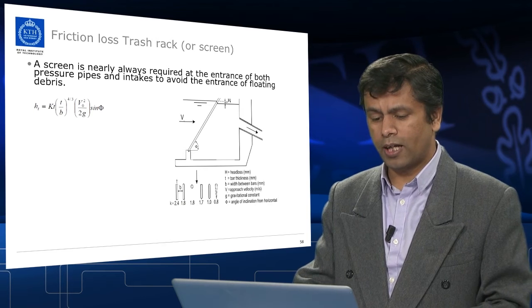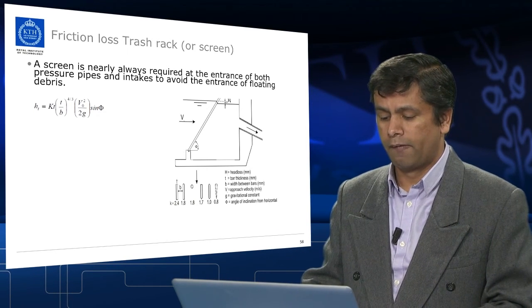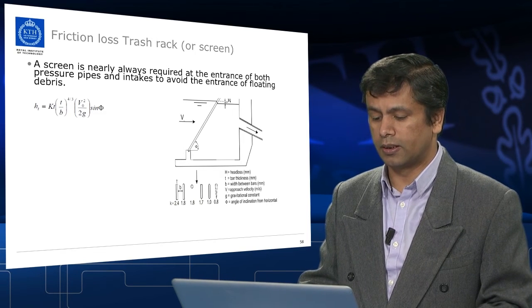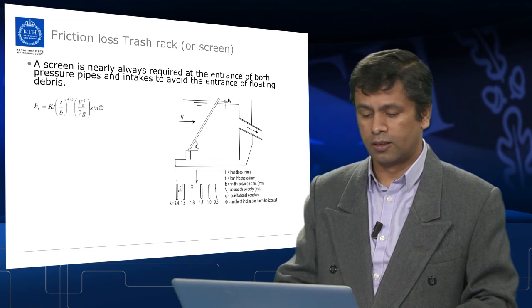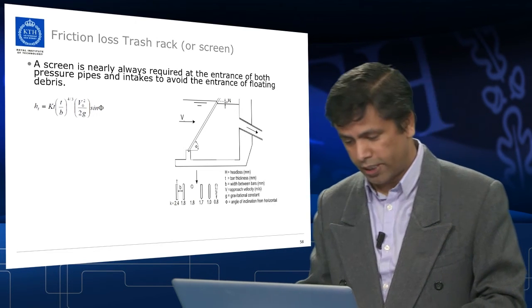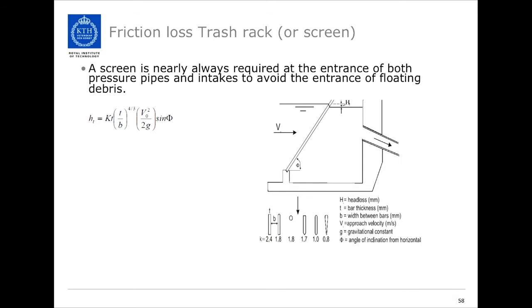So, if you look at this, the factor K, you can get depending upon the width, and the K factors could be various factors that you can choose from the graph again, and then use here to calculate the head loss due to the trash rack.